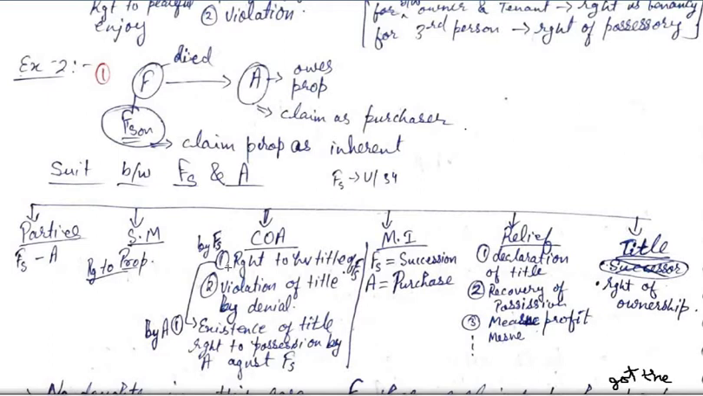Because he is the owner. So ownership is the title. And how does he become the owner? Because he claims that he got the property in succession. So this process by which he declares that he has got the property in succession, this fact will be called the matter in issue.